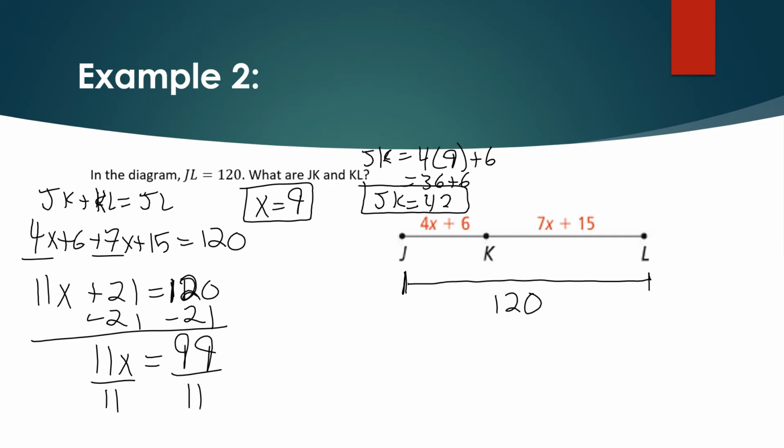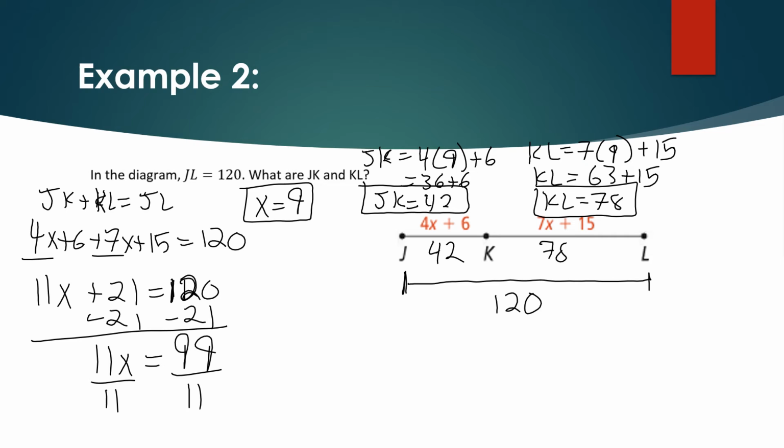So to find KL, same thing here. KL is going to be 7 times 9 plus 15. So KL is going to be 63 plus 15. So KL is 78. Now, is this the right answer? Let's check. 42 plus 78 does in fact give us 120. So that is a very good indication that we got this problem correct.